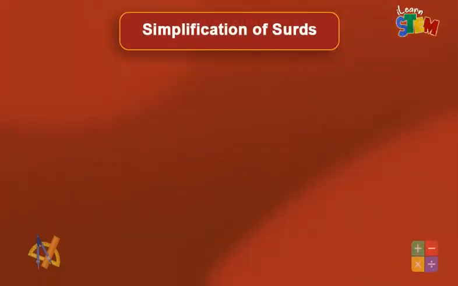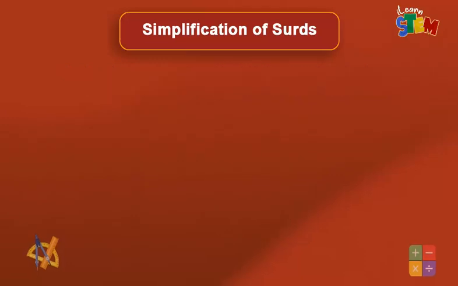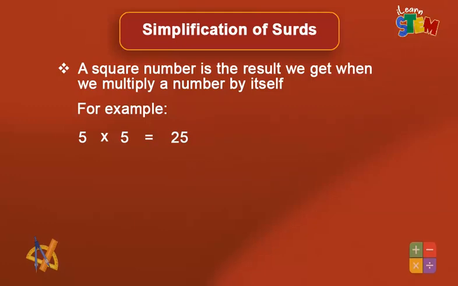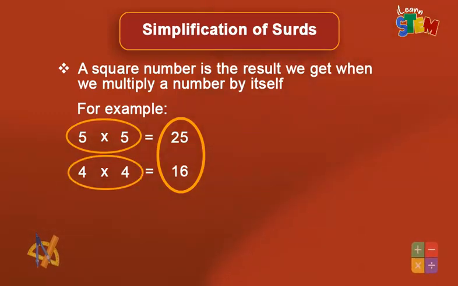Simplification of surds. Surds can be simplified if the number in the root symbol has a square number as a factor. Note: a square number is the result we get when we multiply a number by itself. For example, 5 multiplied by 5 is equal to 25. Also, 4 multiplied by 4 is equal to 16. Therefore, 25 and 16 are square numbers of 5 times 5 and 4 times 4, respectively.